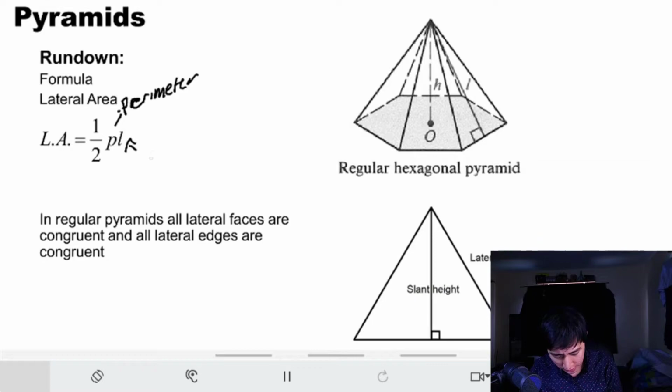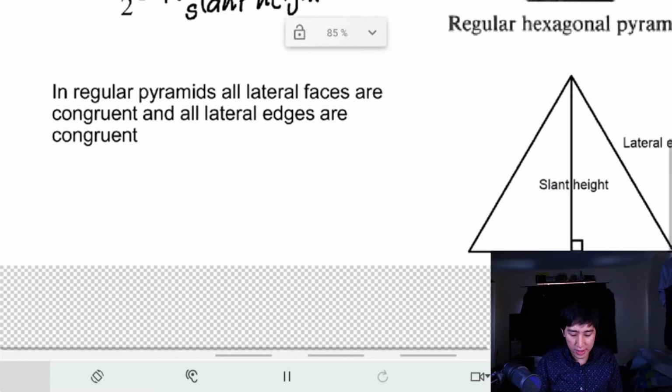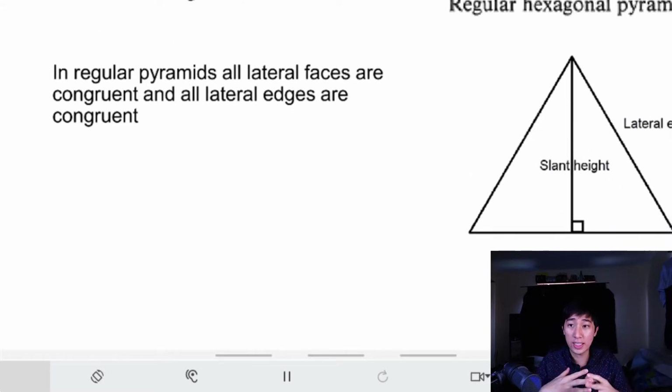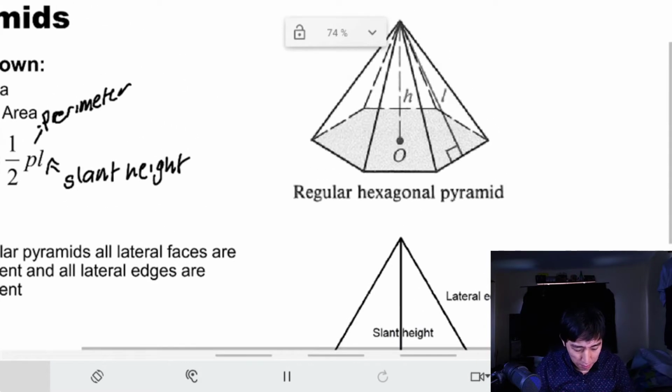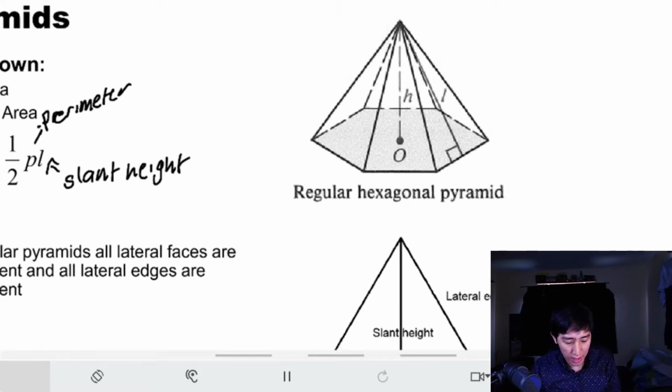This L stands for slant height. Nice little fact on the bottom over here. It says in a regular pyramid, all lateral faces are congruent and all lateral edges are congruent. That's just a nice little fact. But basically what you're going to be doing here is you find your perimeter based off your base. And then after that, you need to find your slant height.